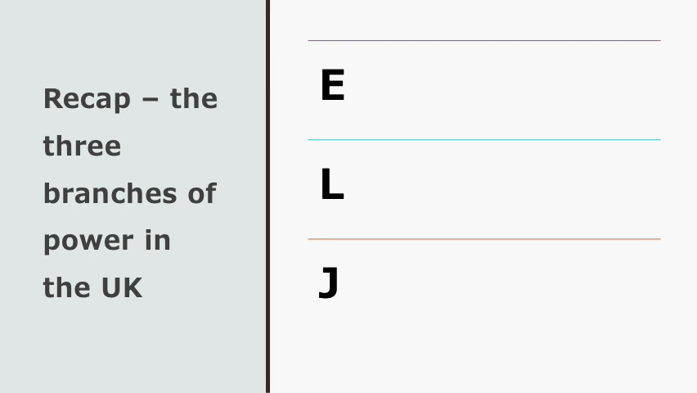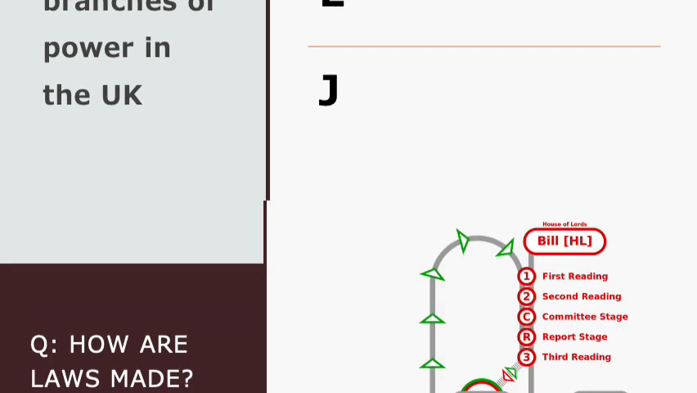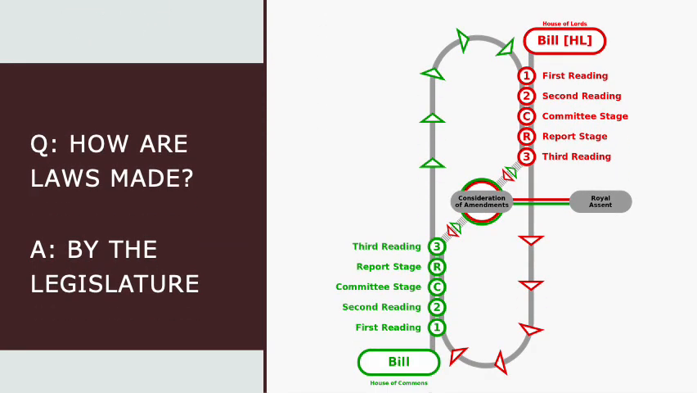Once you've finished that, if you have a look at these three letters, these are the initials of the three branches of power in the UK. So we looked at this about 5 weeks ago, so it was a fair time ago. But can you remember the three branches of power in the UK? They begin with E, L and J. See if you can figure those out. Hopefully you remembered that the answers were the executive, the legislature and the judiciary.